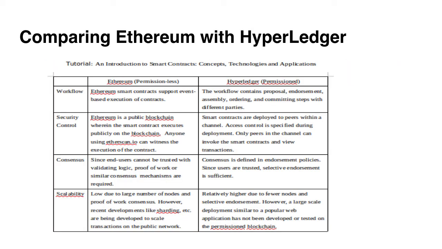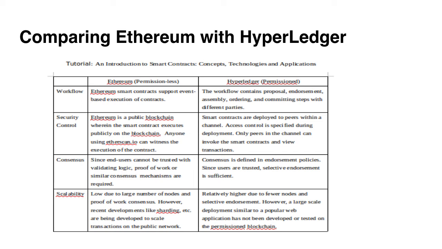So we compare Ethereum with Hyperledger in the tutorial, an introduction to smart contracts, concepts, technologies, and applications. Here we compare the four different parts, which is workflow, security control, consensus, and scalability of Ethereum and Hyperledger. So with Ethereum, the smart contracts support event-based execution of contracts in the workflow. So for example, for any stage to any stage, you have to have an event trigger. Whereas in Hyperledger, the workflow clearly contains the proposal, endorsement, assembly, ordering, and committing steps with different parties involved.